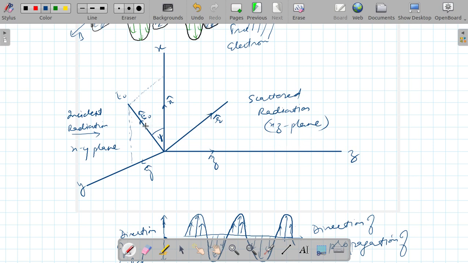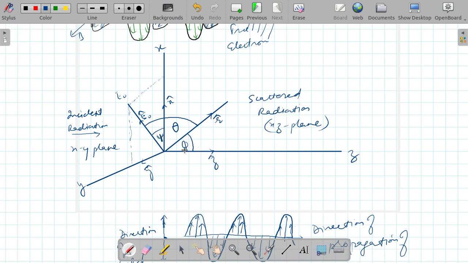For the sake of simplicity, we will assume that. So incident and the scattered radiation will make an angle theta with each other, and this is known as the scattering angle. Scattered radiation and this z axis will make an angle phi, and this with the x-axis will make an angle psi, as we have shown here.